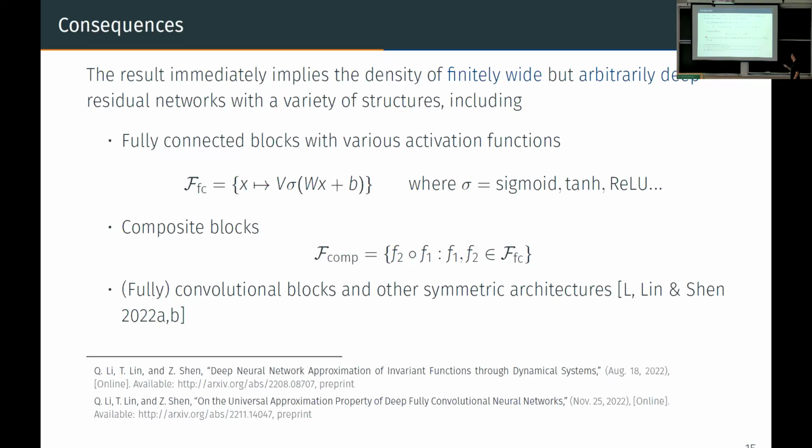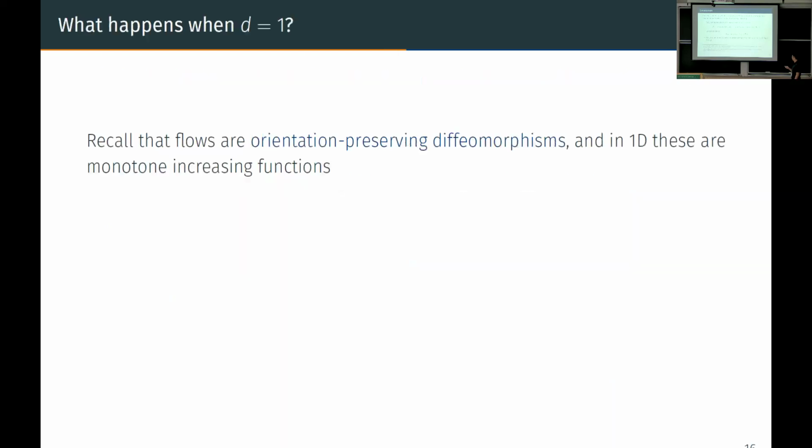And certainly for fully connected networks, it works. For composite blocks, like if you compose two of these blocks together and then add a residual connection, which people sometimes do, it also works. And then, of course, for fully convolutional networks and other symmetric architectures, you can also adapt the proof to hold in those cases. Okay, so it's basically a very general sufficient condition.